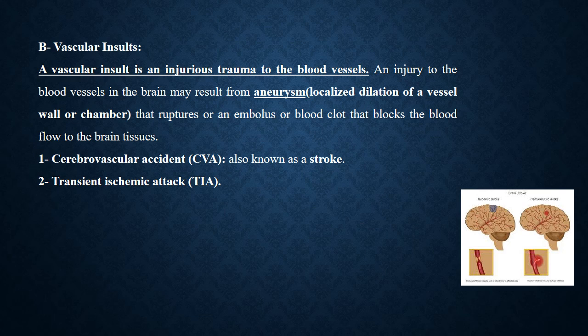B. Vascular insults. A vascular insult is an injurious trauma to the blood vessel. An injury to the blood vessel in the brain may result from an aneurysm, a localized dilation of a vessel wall or chamber that ruptures, or an embolus or blood clot that blocks the blood flow to the brain tissue. 1. Cerebrovascular accident, also known as stroke, transient ischemic attack.